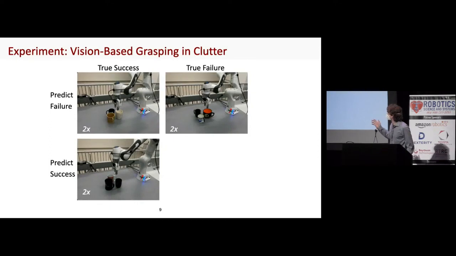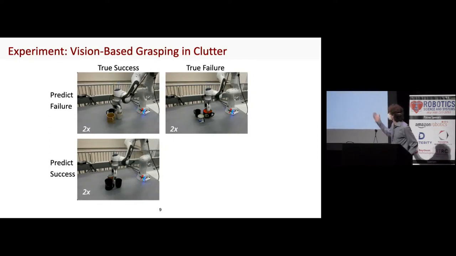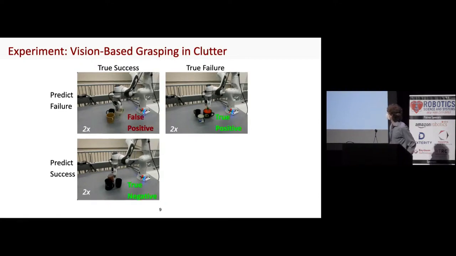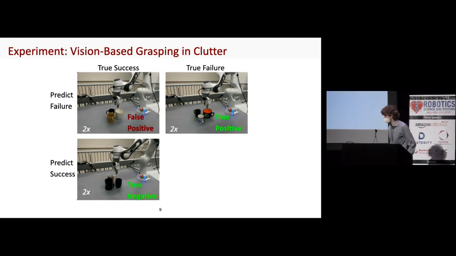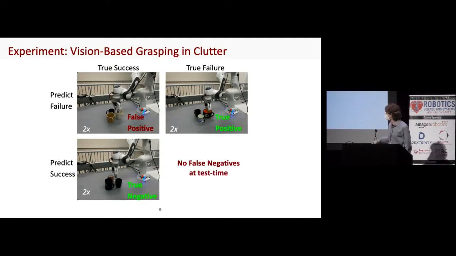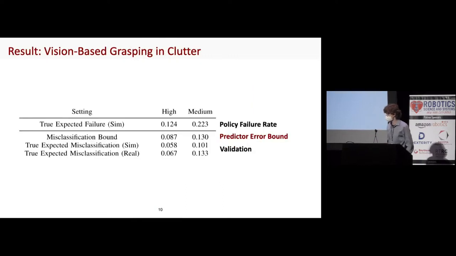The second example we use is vision-based grasping amidst clutter. Here the robot is tasked with grasping a mug. Similar to before, we have the correct classifications in the top right and bottom left, with an overly conservative misclassification in the top left. And again, no failures were observed at test time for this setup. The results are presented similarly to before, except we have 2 different controllers with varying degrees of performance, as shown in the top row.